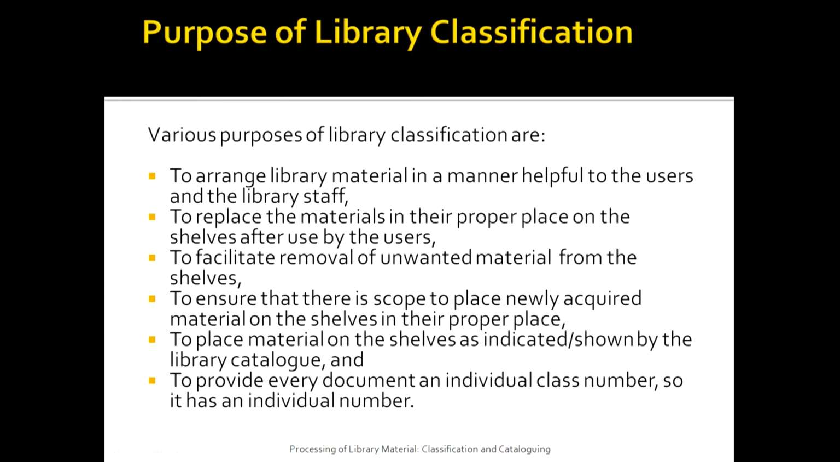So, library classification helps in that. And then library classification helps to arrange the materials on the shelves as indicated, shown by the library catalog. And lastly, it provides every document an individual class number, so that it has an individual number. In fact, a classification number is a kind of surrogate which is provided to every document.